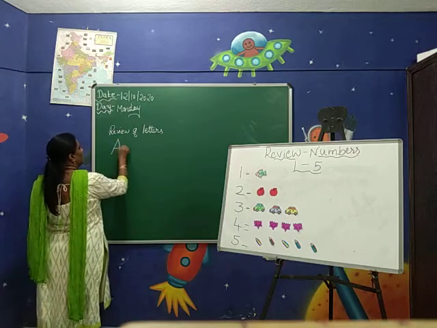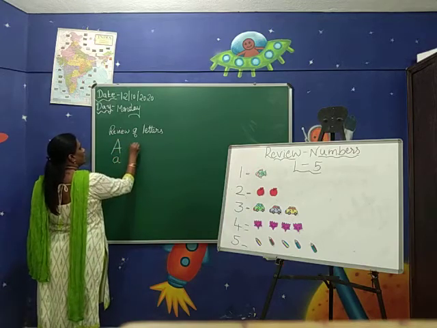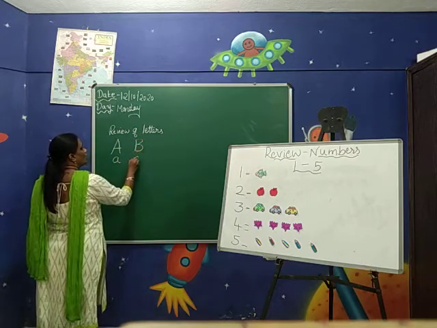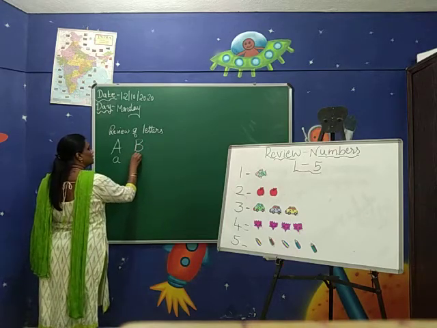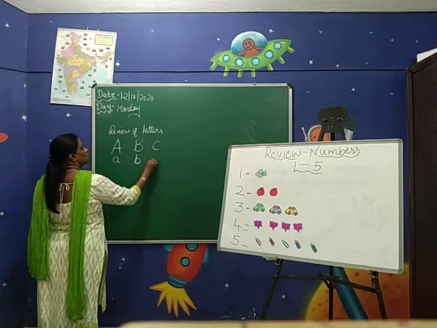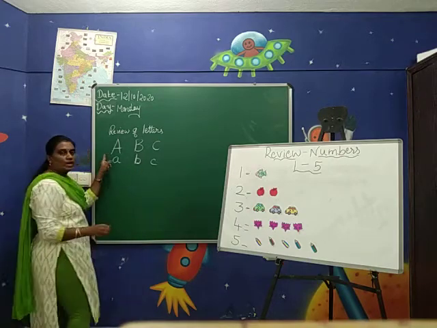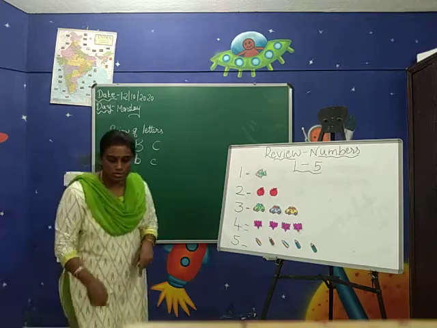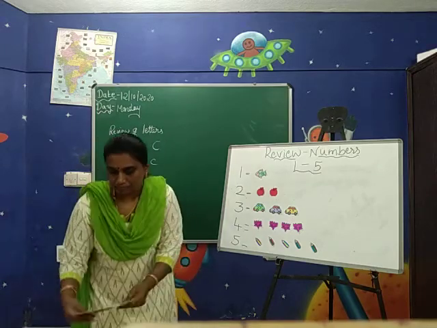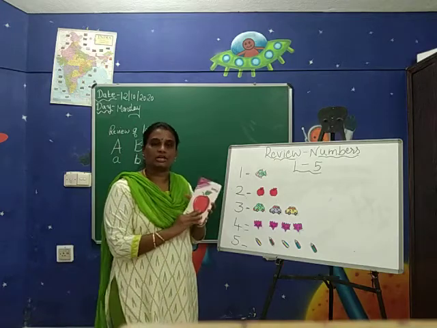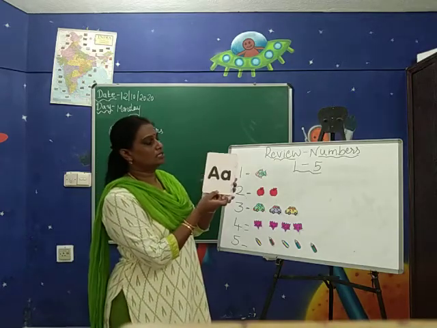Big letter A, small letter A. Big letter B, small letter B. Sorry, children, small letter B. Big letter C, small letter C. So we have learned the phonics sound also, no children? First we shall revise with the flashcard.